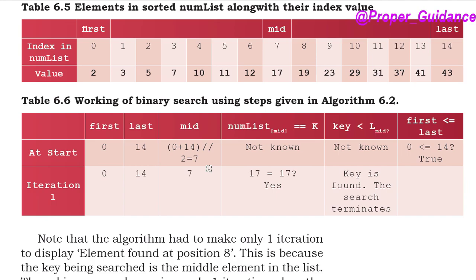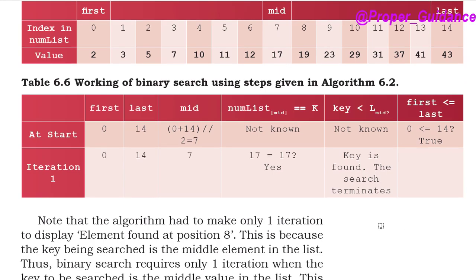Okay, so it is completed. Iteration 0, 14, 7, and the num list at mid equals k, true. 17 equals 17, yes. At the mid index, the key value is matched with the given value, that is 17. So the key is found, and the search terminates here.